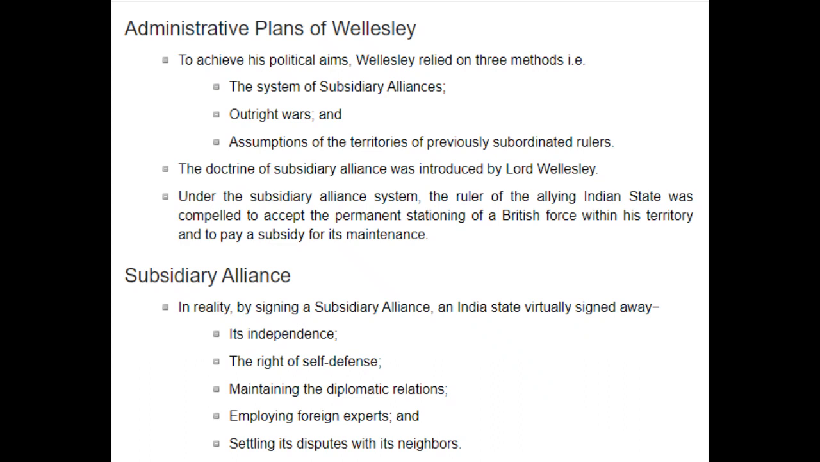Settling its disputes with its neighbors. If the kingdom had any dispute with another neighboring kingdom, they were not allowed to settle that dispute also without the British government's permission. This was also an unjust and unfair clause in the subsidiary alliance. Well, many rulers accepted this, as we learned in the last lecture when we were reading the passages.